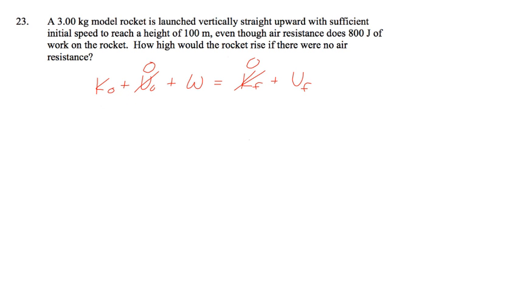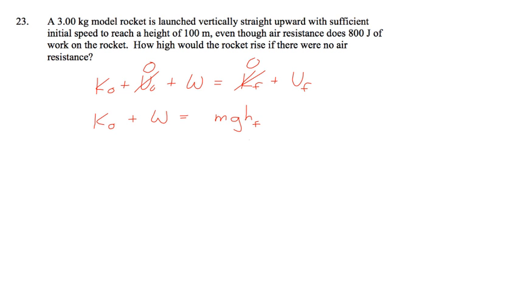So I'm going to just bring down the KO, and I'm going to bring down the W, and the only one that gets broken down, I'm going to replace U with MGH. Since it's UF, then it's HF. So that's my equation. The unknown in this problem is going to be the original kinetic energy, because once I know that, then I'm just going to redo the problem without work.